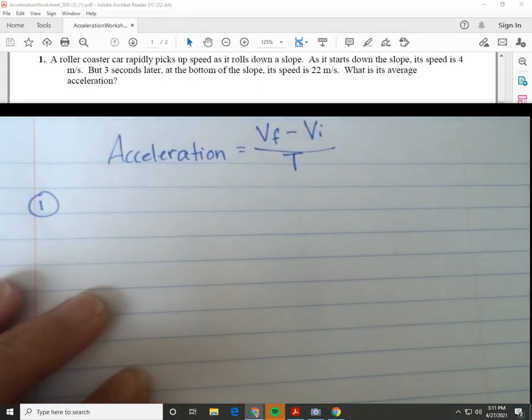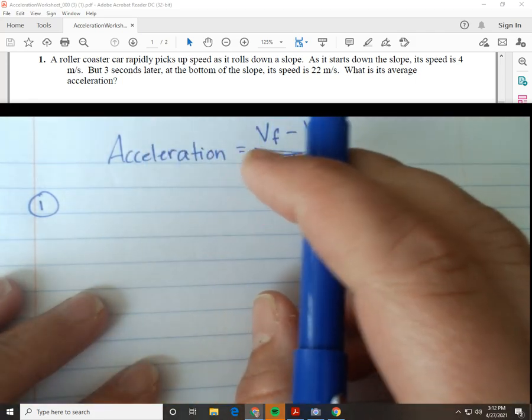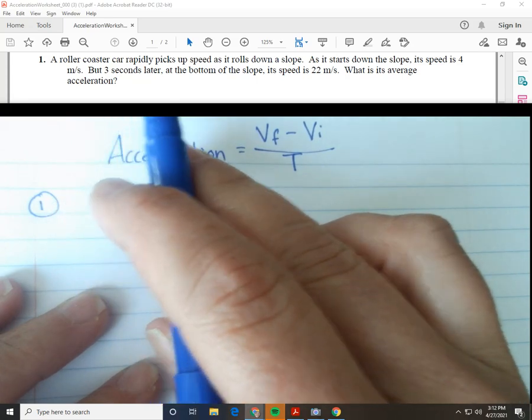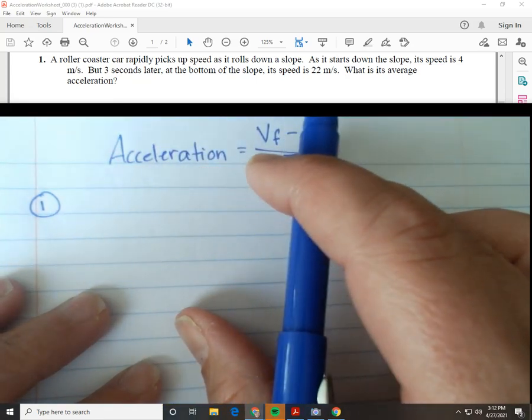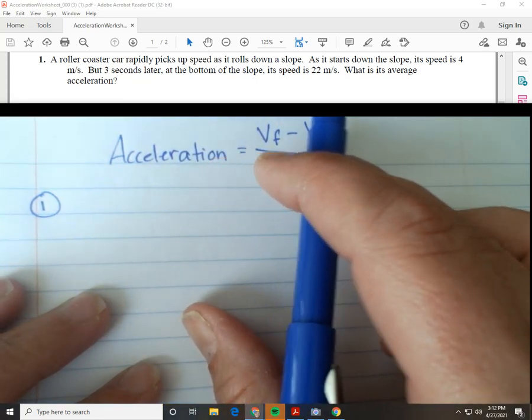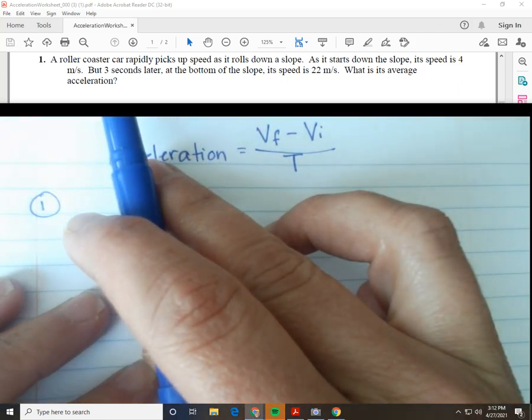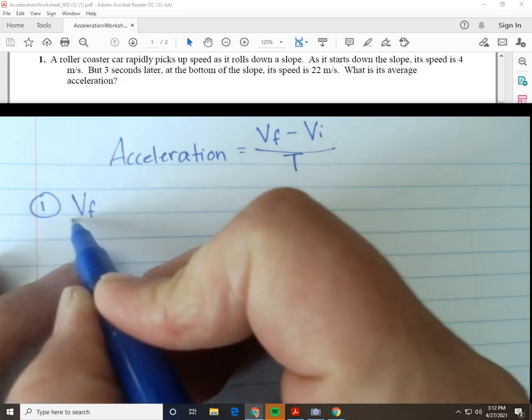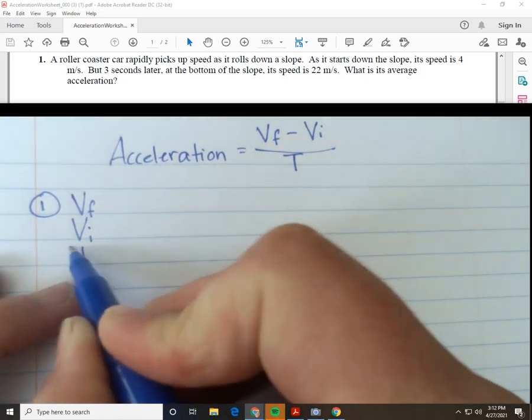We have number 1, a roller coaster car rapidly picks up speed as it rolls down a slope. As it starts on the slope, its speed is 4 meters per second, but 3 seconds later at the bottom of the slope, its speed is 22 meters per second. What is its average acceleration? Okay, so if we know that we're going to use this formula, we need a final velocity, an initial velocity, and time.